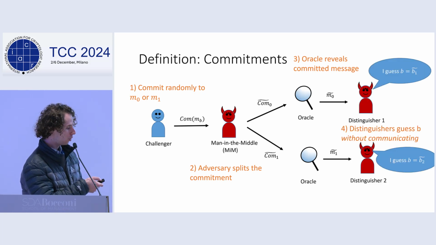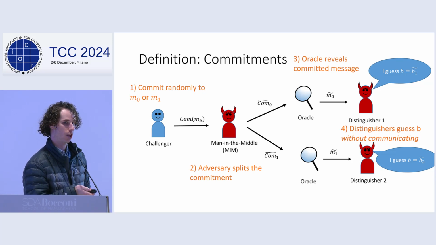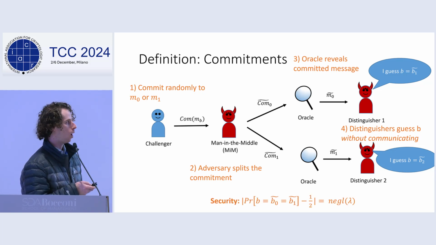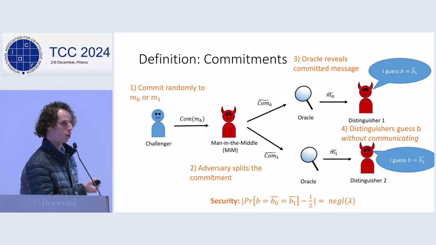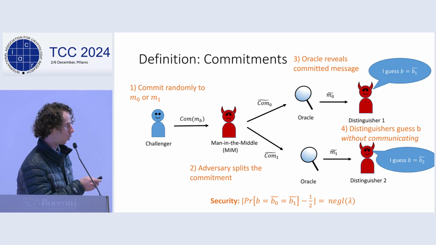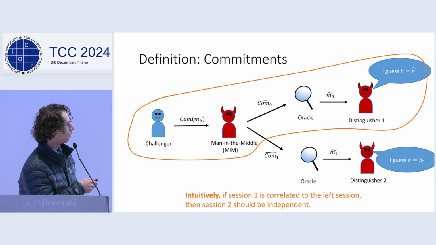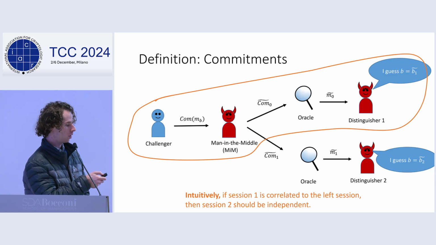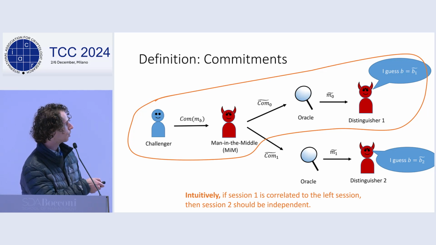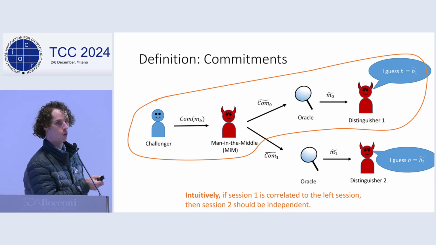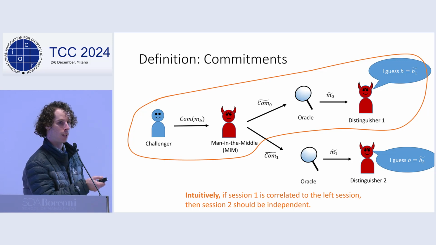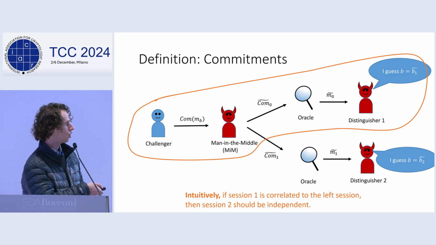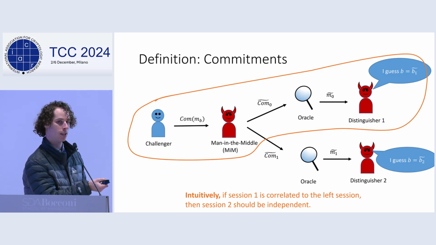And then we consider two distinguishers that do not get to communicate, and they're trying to guess what the originally committed message is. The guarantee that we want is that the probability that they both are successful simultaneously is very close to 1/2. Let me go a little bit more into the intuition for this. If the man in the middle simply forwarded the commitment along one session, then this distinguisher is always going to guess the right bit. But on the other hand, we would like, in this case, for the other session to be completely independent. And so the probability that both of them are correct is going to be 1/2 because the other one is just randomly guessing.